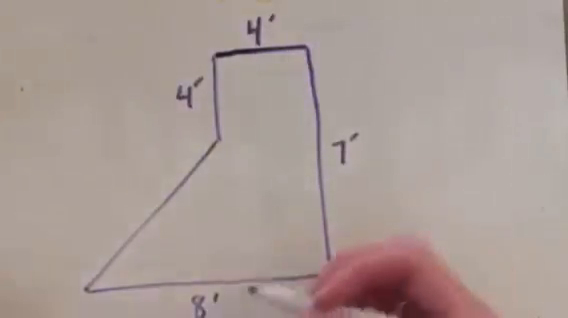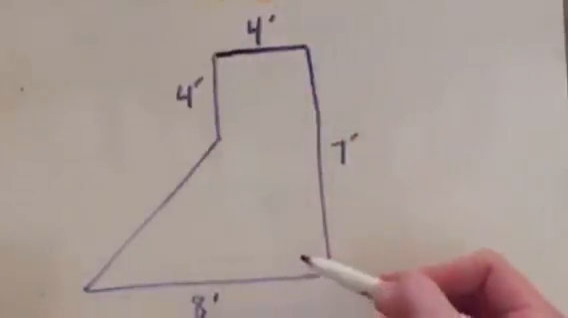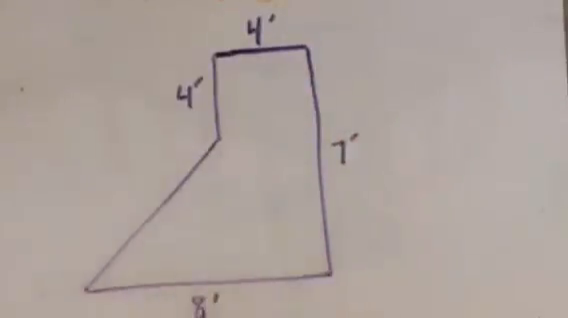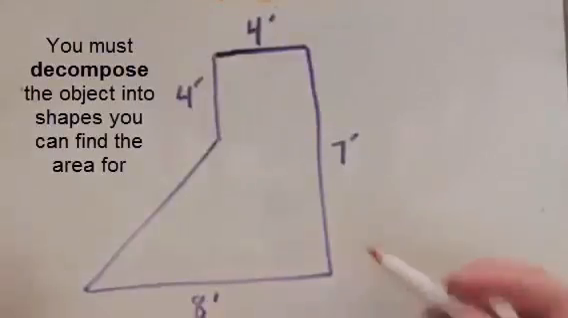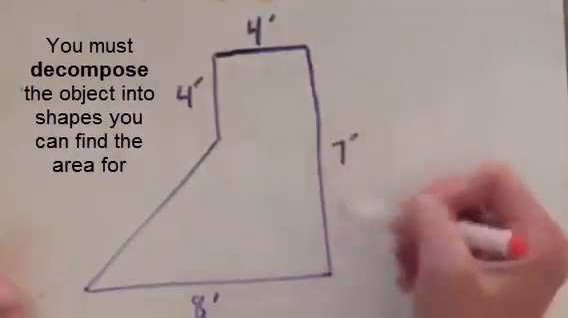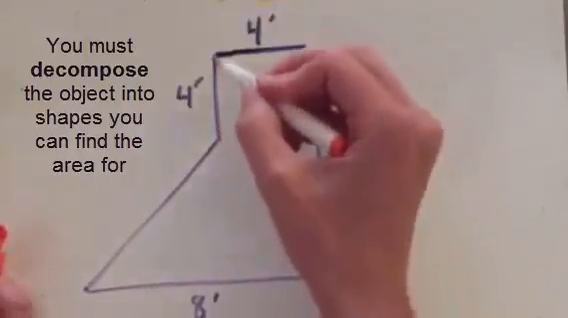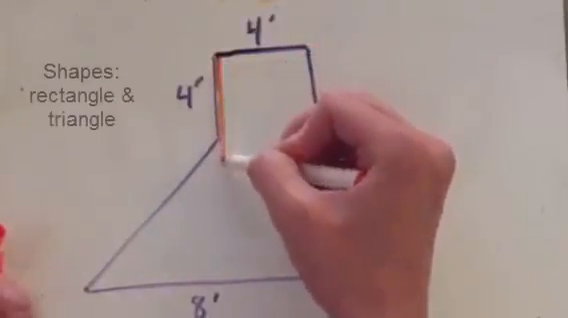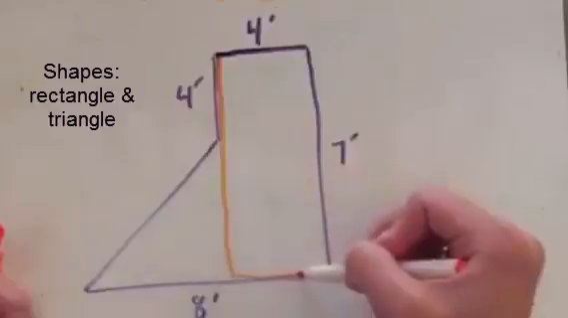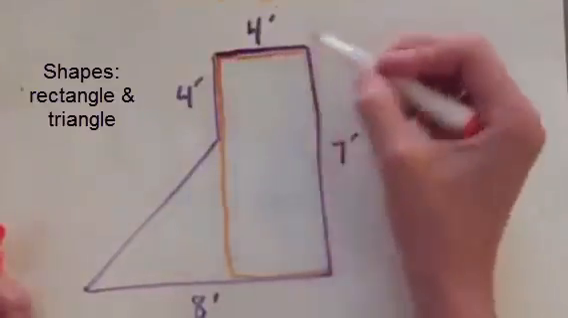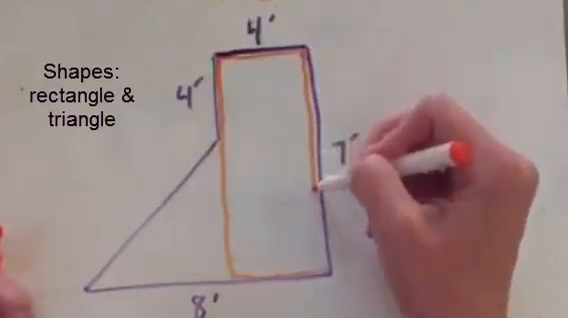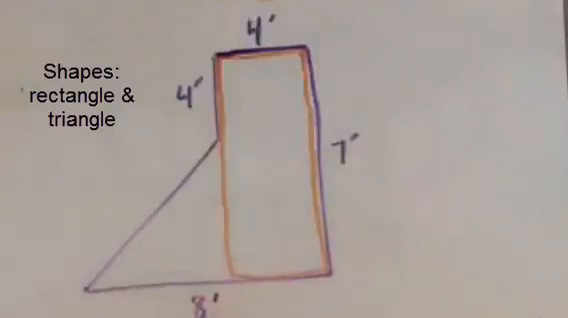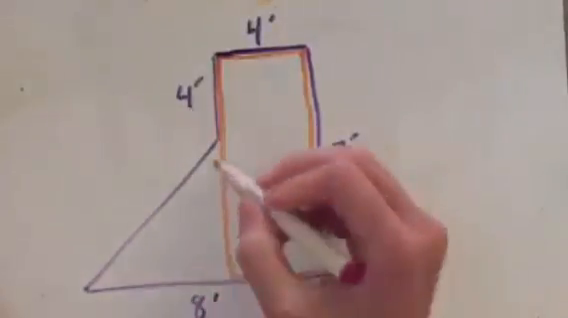Okay, so in order to calculate the area of a figure like this, you have to decompose it into some shapes that you do know how to calculate the area of. So when I look at this, I see a rectangle. I'll use a different color to show what I'm looking at. And a triangle put together to make this strange shape.